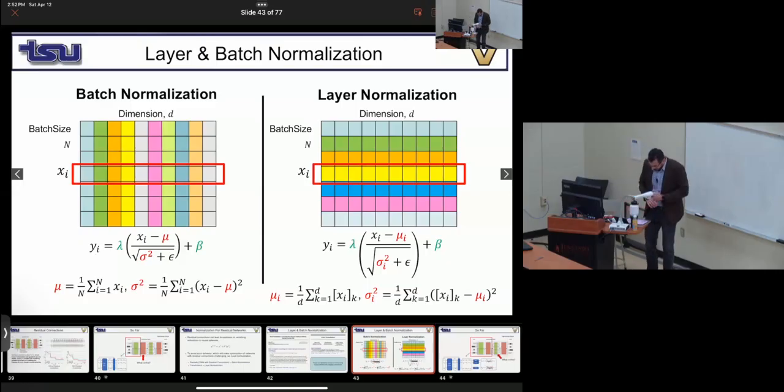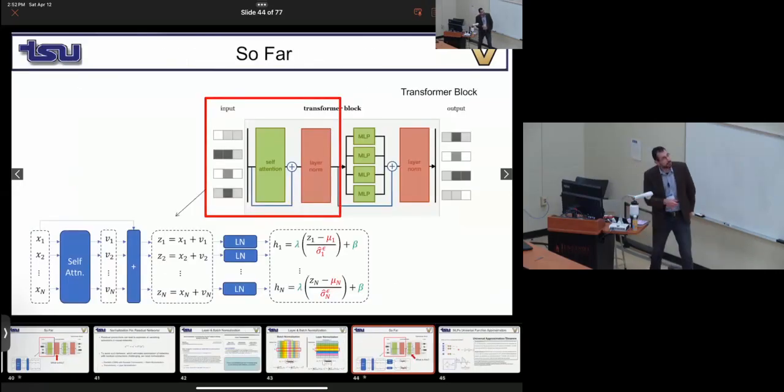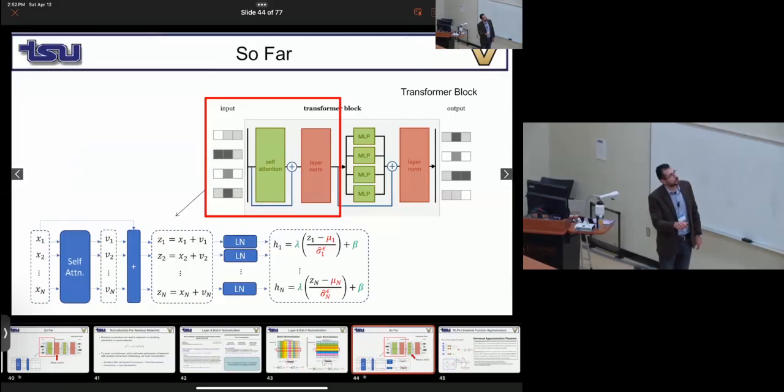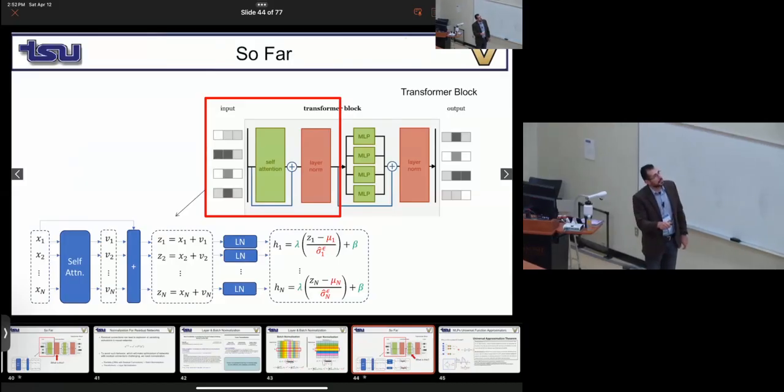So any question on what batch normalization and layer normalization are? Okay. Now, we have covered our transformer block up to here. What remains is only these MLPs, right? Because we have another skip connection and another layer normalization, and we know how to do those. So what are these MLPs that we have?